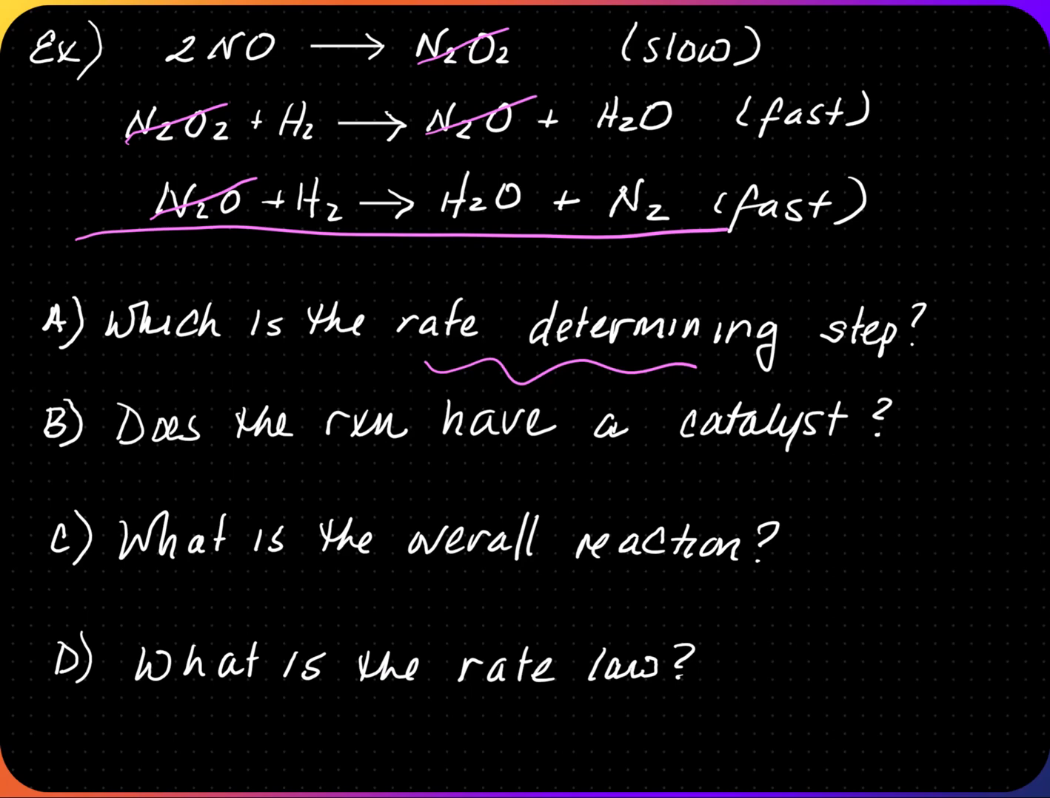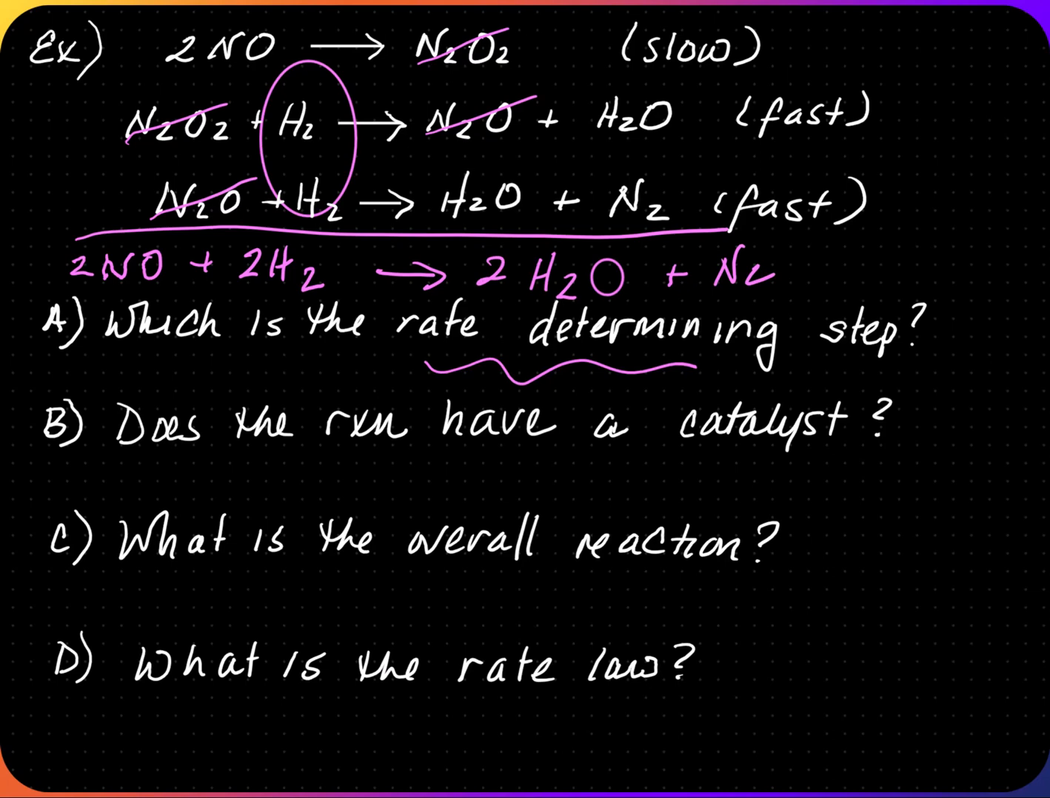Now I'm going to add everything on my reactant side. That's going to be 2NO. There are 2 H2s, so H2 plus H2 is 2H2. This is going to yield 2 waters plus 1 N2. So this is my overall reaction.